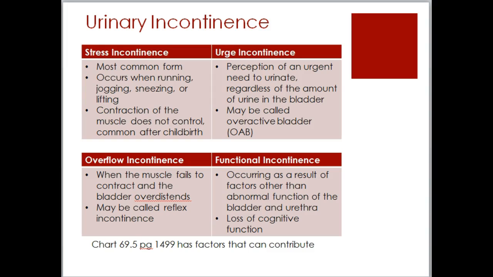So chart 69.5 on page 1499 has some other factors that can contribute to urinary incontinence. Some of our central nervous system depressants, think of our opioids, anything that can lower our level of consciousness, may lower the urge to void. Unfortunately, our diuretics cause frequent voiding, so that can kind of have that urge incontinence. Anticholinergic drugs have side effects, so sometimes it's hard because you don't know if it's from the anticholinergic or something else. Disease processes, depression, and inadequate resources.